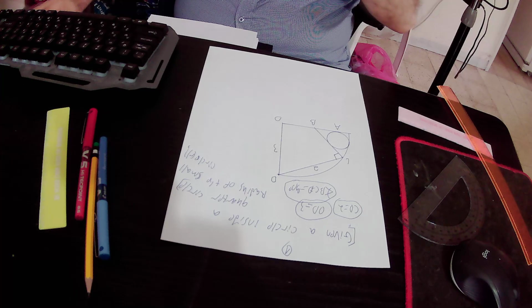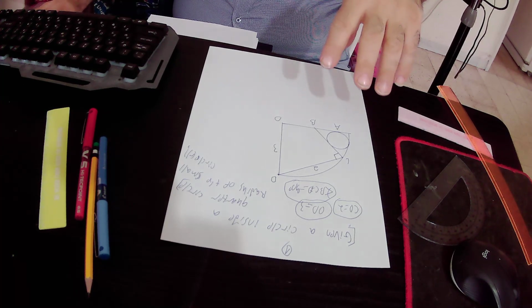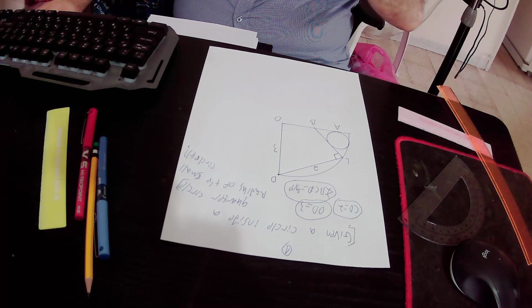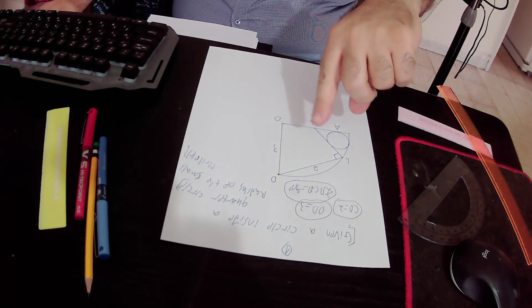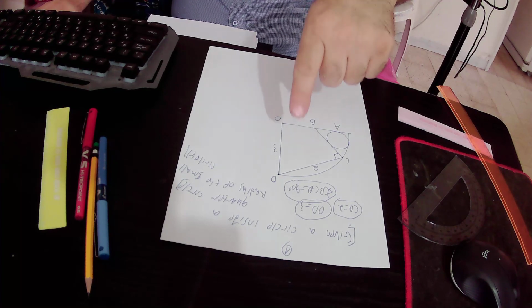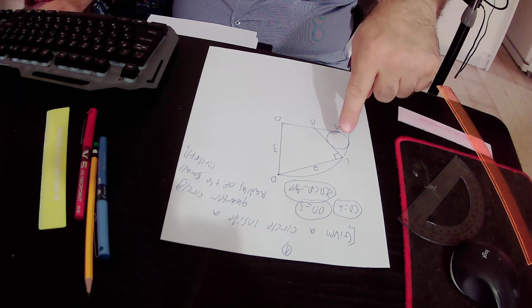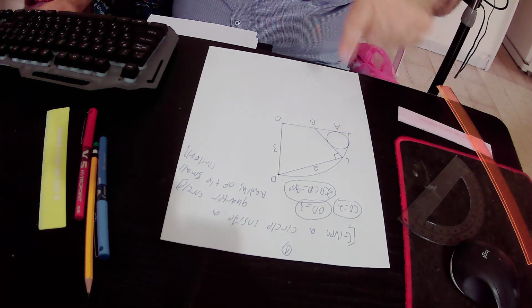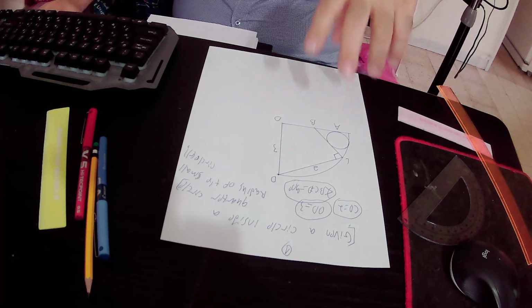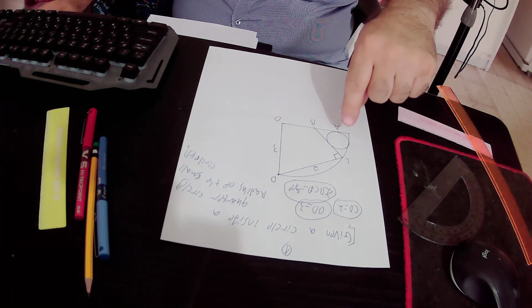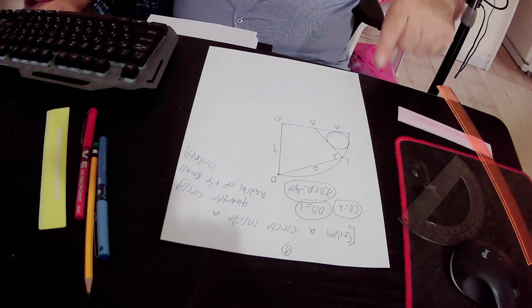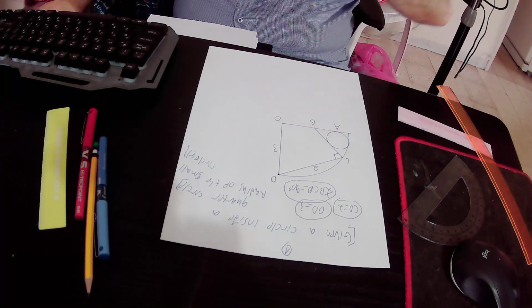Hello, in this lecture we will find the radius of the small circle. In the drawing we have a quarter circle, and we know that chord CD equals 2 units, OD equals 3 units, and angle BCD equals 90 degrees. Inside the quarter circle we have a small circle, and we want to find out the radius of this small circle.